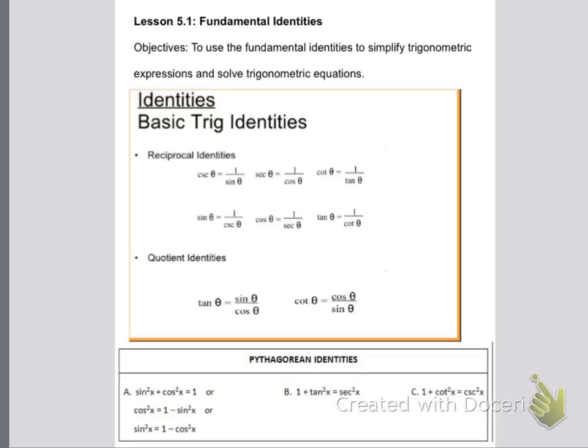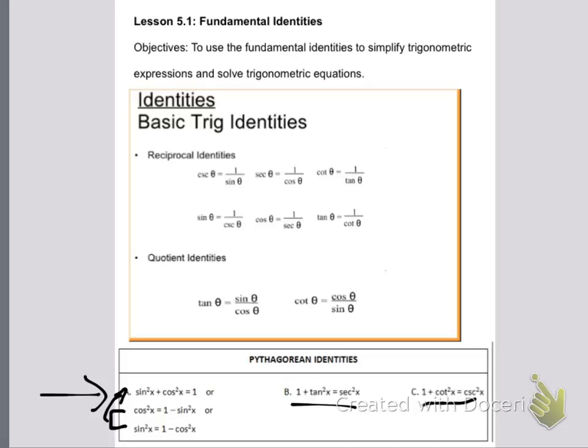You can see here, we already know what cosecant, secant, and cotangent are. We understand all this. Okay, this down here is the new stuff. So we have the Pythagorean identities. Sine squared plus cosine squared equals 1. And these two down here are derived from that. Here's your other one. 1 plus tangent squared equals secant squared, and then 1 plus cotangent squared equals cosecant squared.